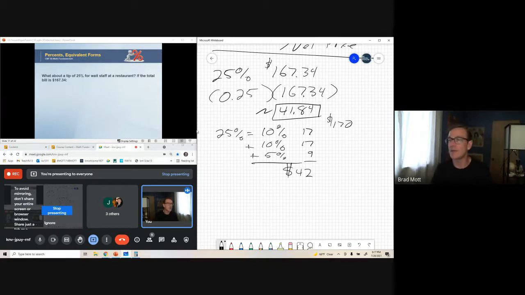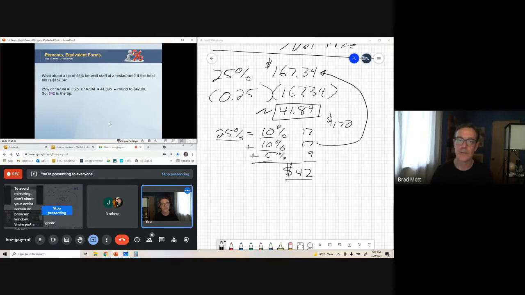That's doing the math in your head by breaking 25% down into 10, 10, and 5, and just multiplying by the original bill. And there they just walk you through that process as well.